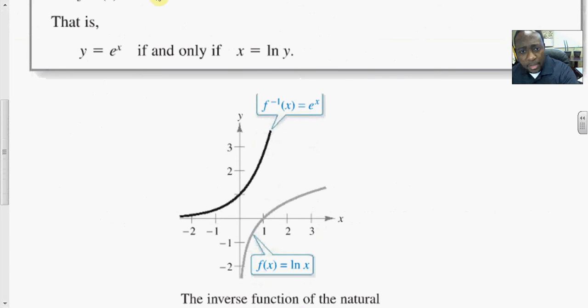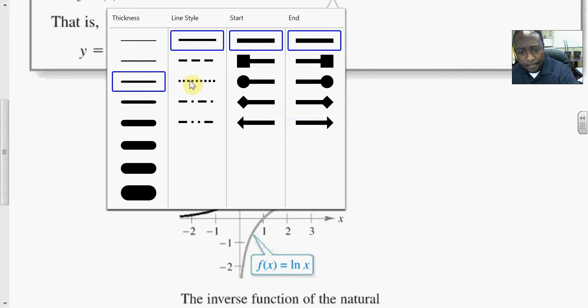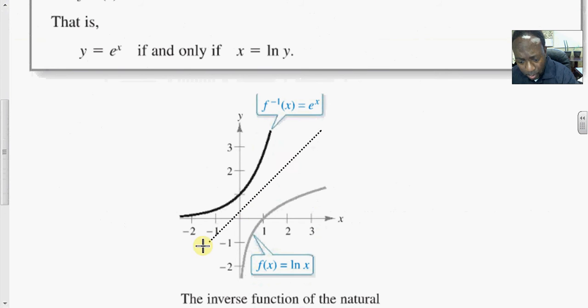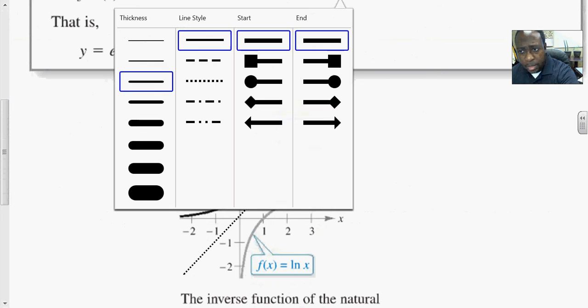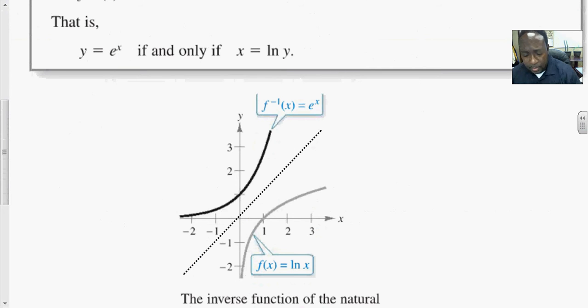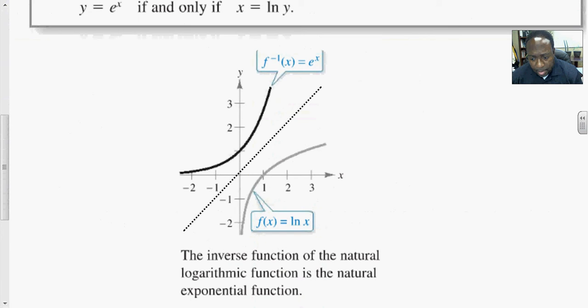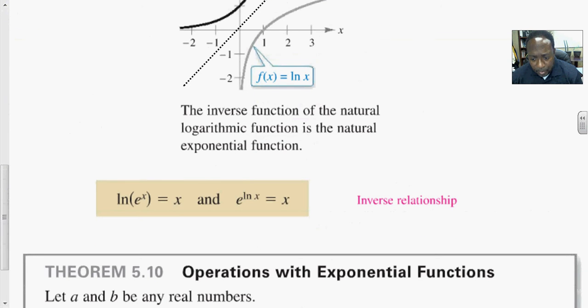And if you take the line y equal to x, you see how these two functions are indeed symmetric with respect to the line y equal to x. And how the inverse properties and relationships relate one to another: the natural log of e to the x is x, and e to the natural log of x is equal to x.